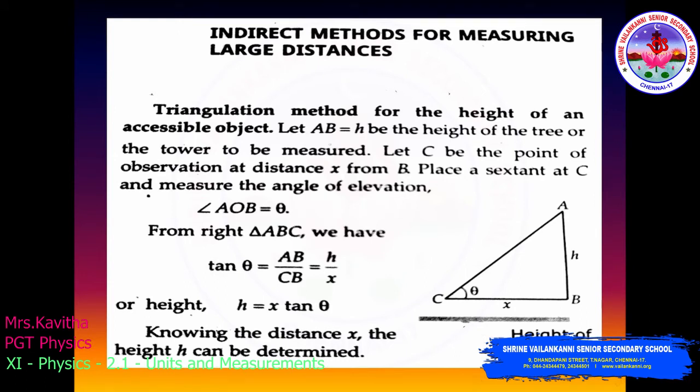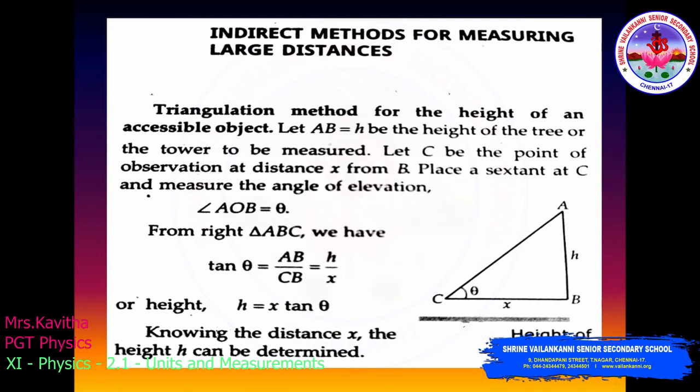See, with the help of an example we can know more and more. This is one of the triangulation methods for the height of an accessible object. See this diagram, the height of a tree, for example. Let AB be the height h of the tree or the tower, whatever you can take, right. Let C be the point of observation at distance x from B.